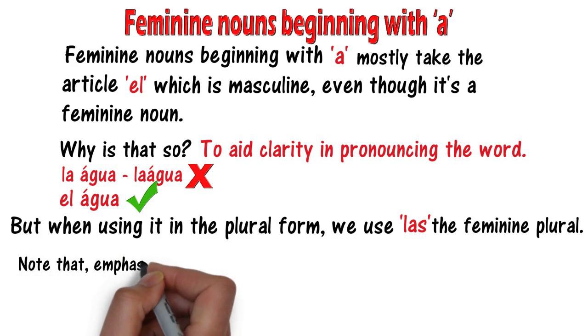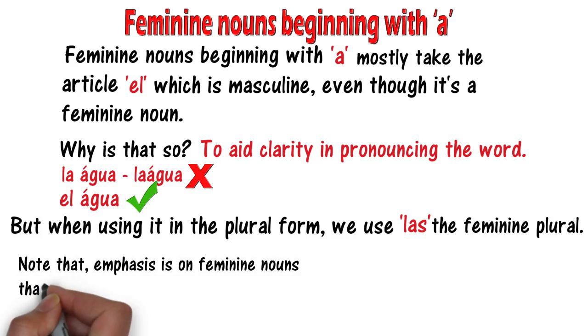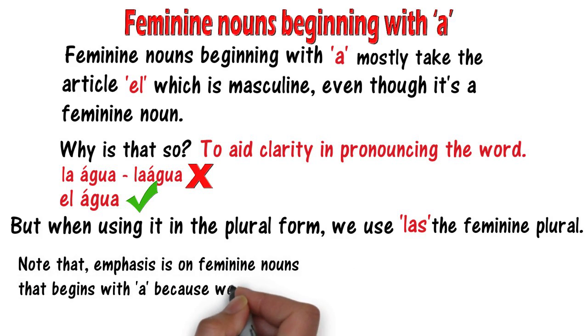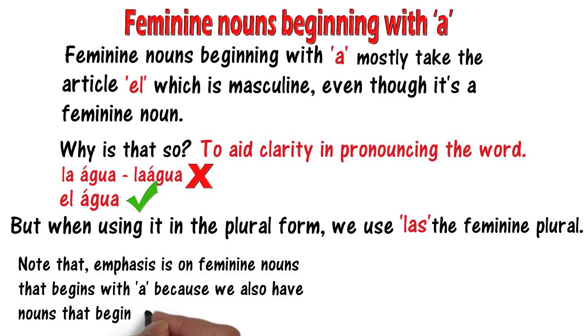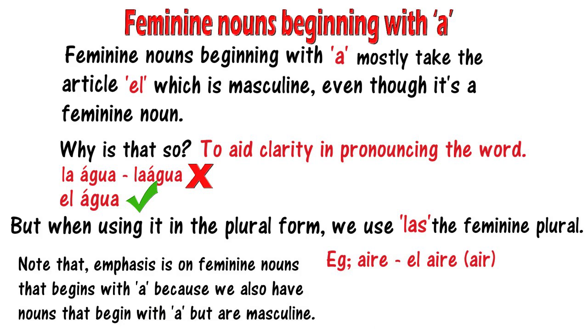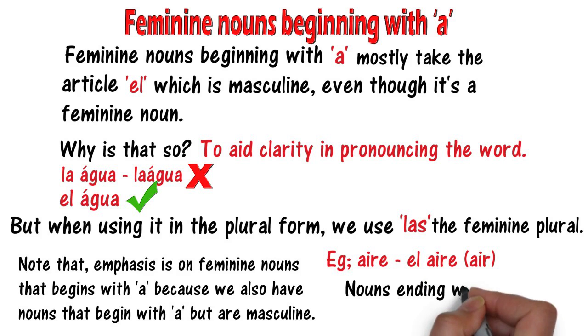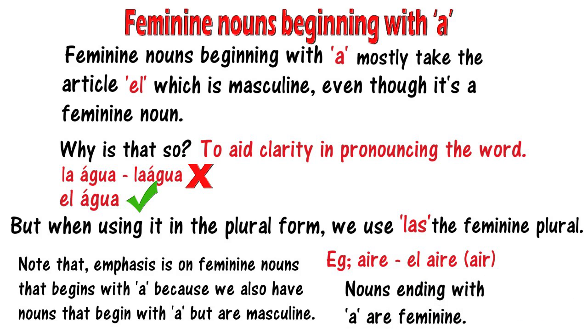Please note that emphasis is on feminine nouns that begin with a, because we also have nouns that begin with a but are masculine. For example, aire, el aire, okay? And so aire is a masculine noun. So emphasis is on feminine nouns that begin with a, and mostly those nouns also end with a, because we learned that nouns that end with a are feminine.